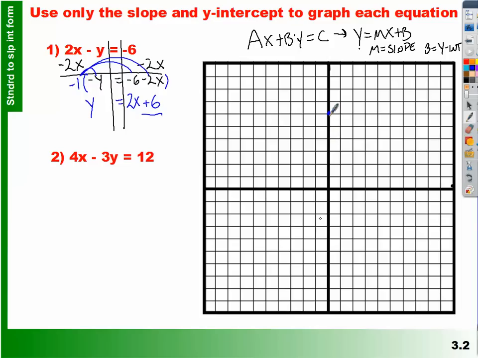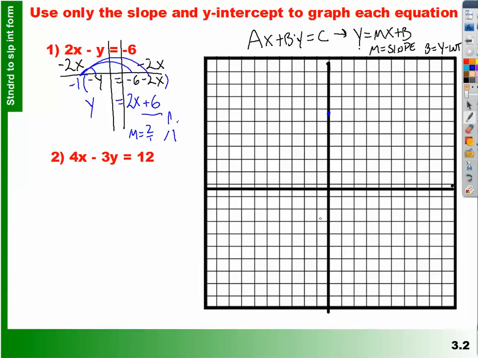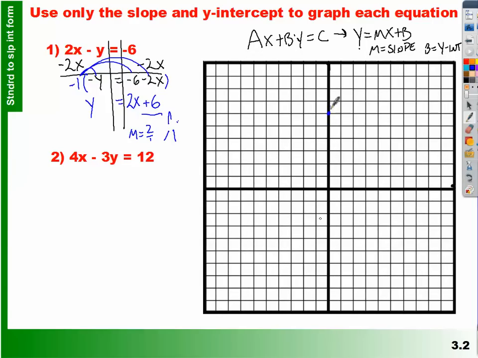Now that means that my slope is equal to 2 over 1. So that means I'm going to go up 2, right 1, up 2, right 1. Now I've gotten to the edge of my graph, so I'm going to go backwards, down 2.